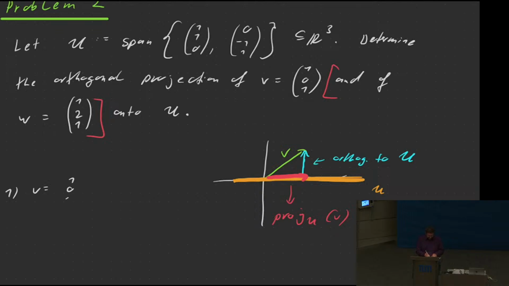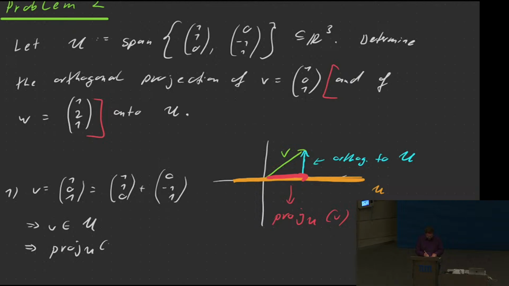So V is equal to just the sum of those two vectors, and that means V is contained in U. And for that reason, the projection of V onto U is again V. So that was a solution I would have expected in the exam.